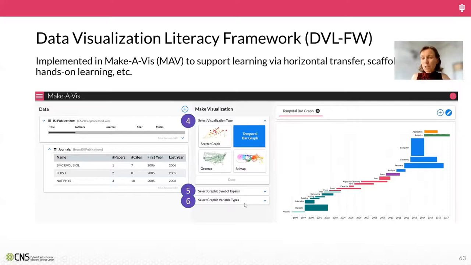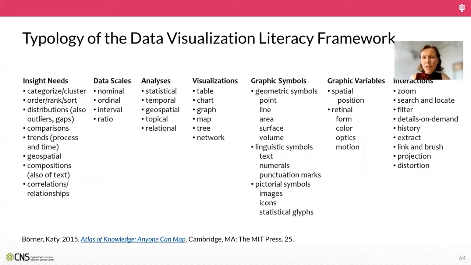And so it implements the framework itself, helping students to understand how you get from your data variables to the graphic variables. And so now, a deep dive into these seven types. So you have different insight need types. If you already know what insight need you have, that makes it much easier to then pick all the other elements. So for instance, if you have a geospatial question, a where question, then oftentimes map-based visualization and geospatial analysis are most relevant.